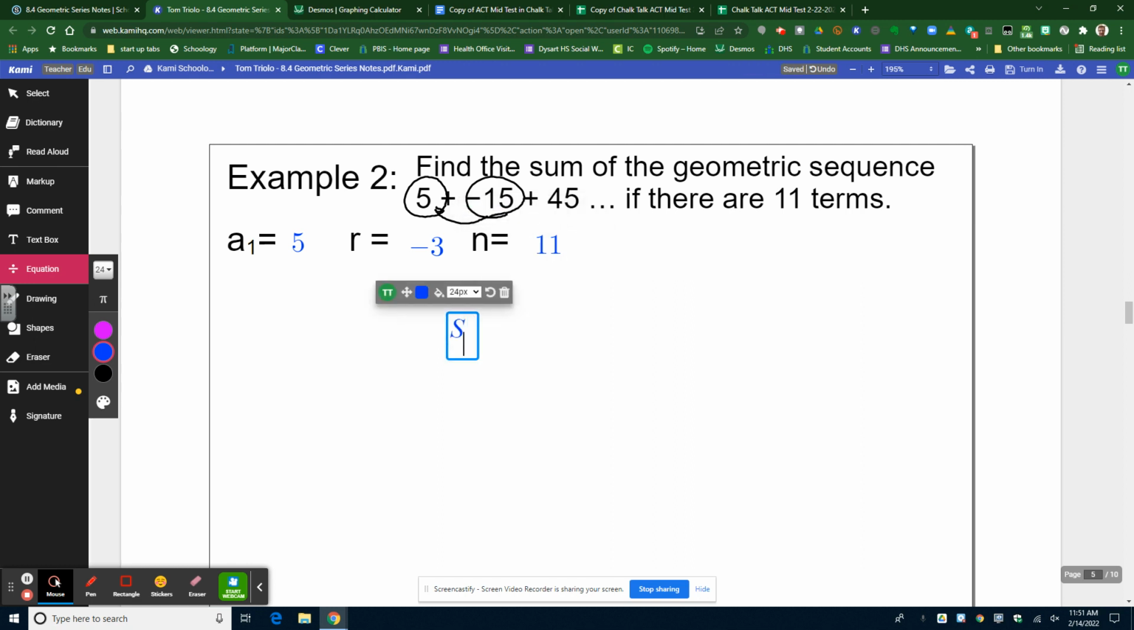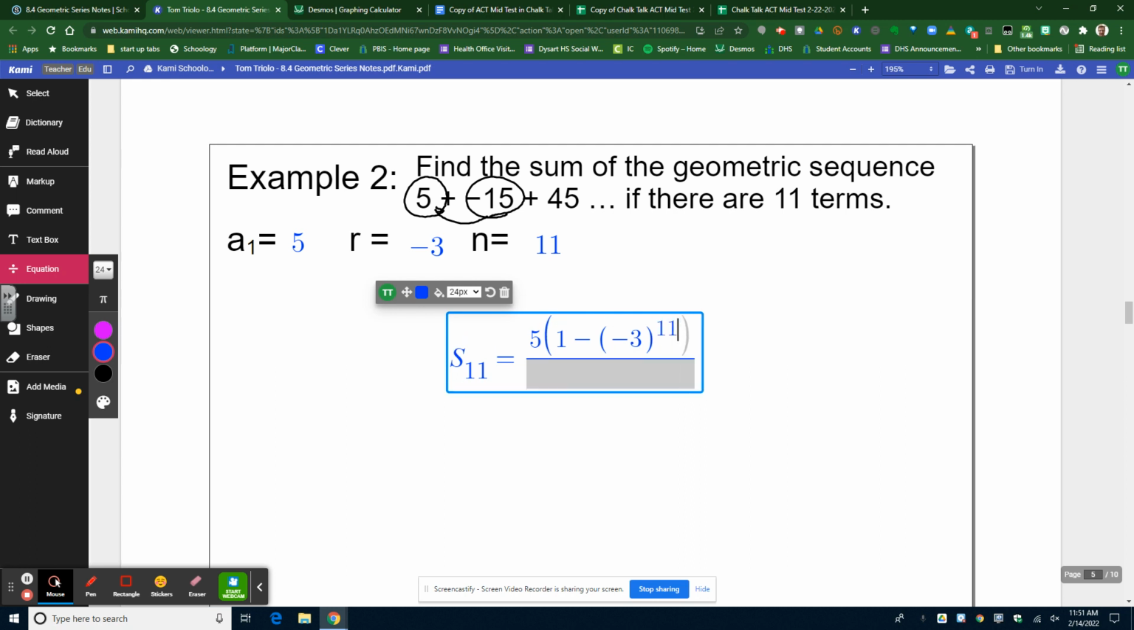So the sum of 11 terms is equal to a fraction bar. First term is 5 times 1 minus. Whenever you have a negative common ratio, put it inside parentheses. Negative 3. Uh-oh, I did not hit the shift key quick enough. There we go. 1 minus negative 3 to the 11th power.